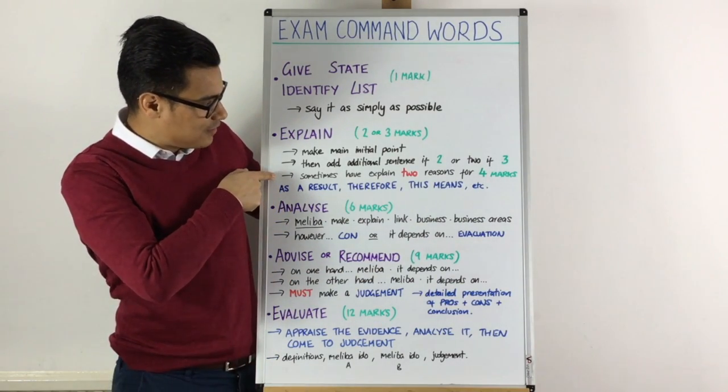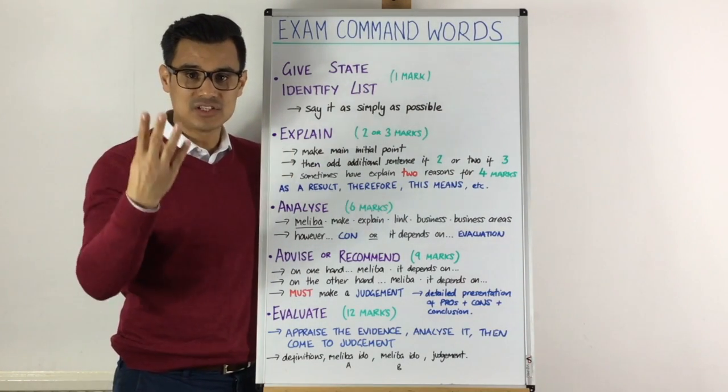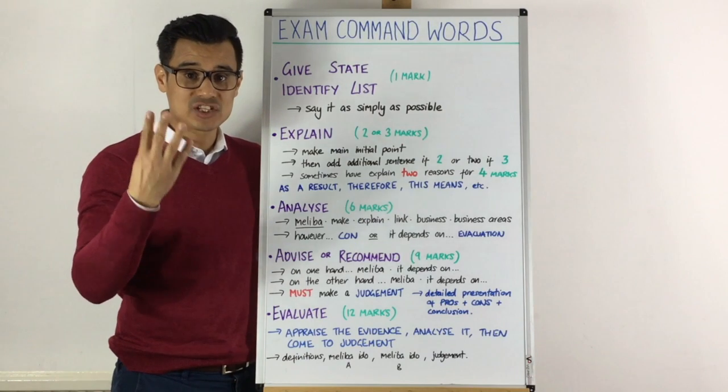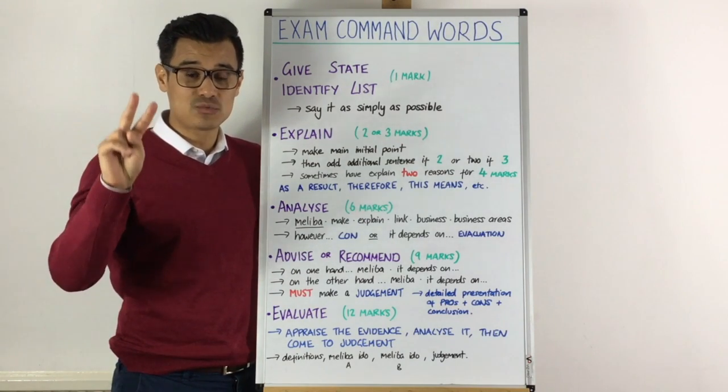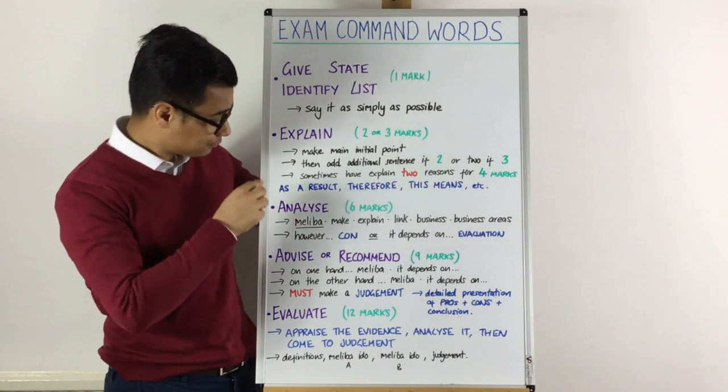Okay, the third thing to be aware of is sometimes you'll see an explain question for 4 marks. That is likely to simply be explain 2 things. Each thing is worth 2 marks, and 2 times 2 is 4.